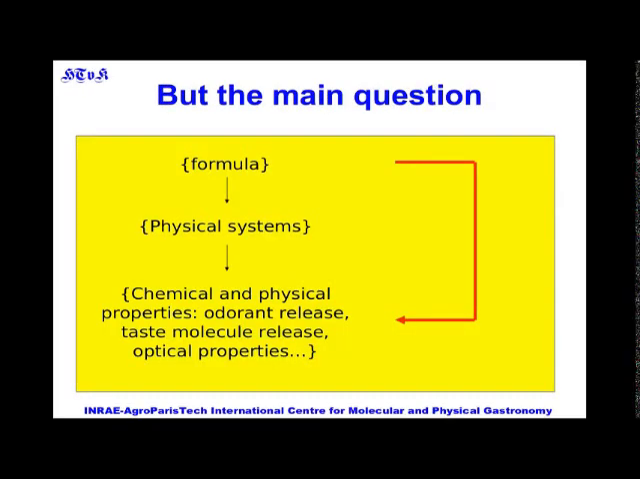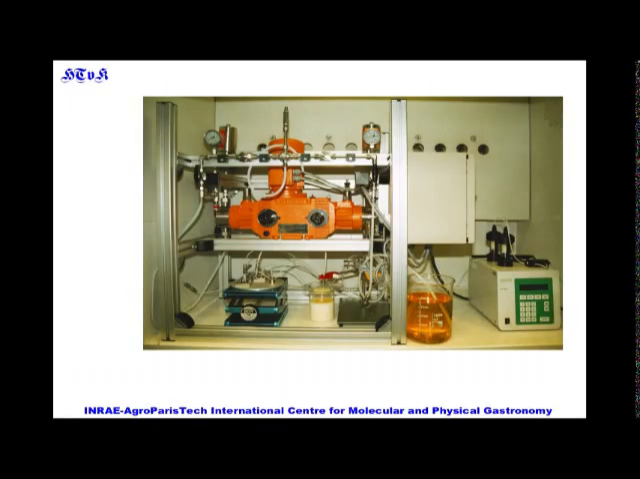Okay. Now, a very important question. You have the formula, the set of formula you can make into physical system, and this physical system have properties. Can we predict the properties from the formula? This is a very important question. I want to show you that it is not pure theory.